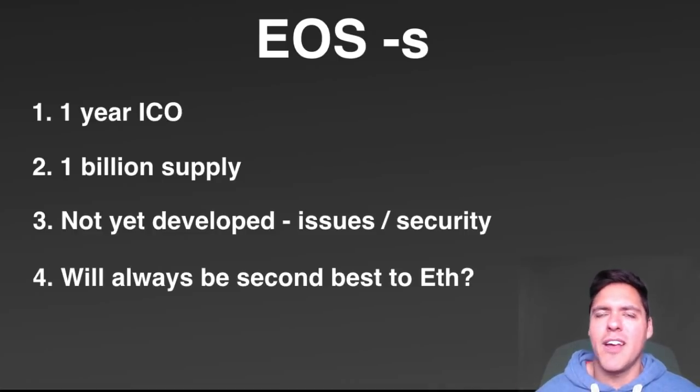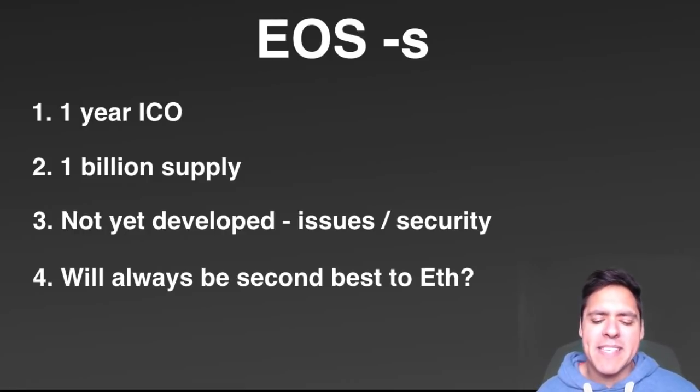You know, I don't know what the name of the chicken places in America is, but it's going to be very difficult to be better than the number one. So will it always be second best to Ethereum? Is that a good thing? Is that a bad thing?